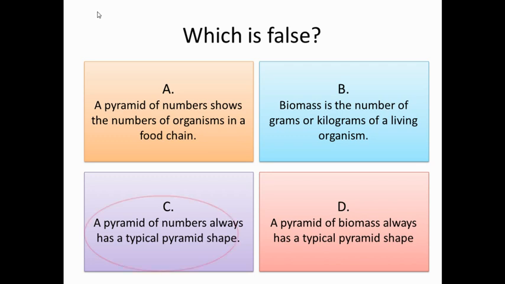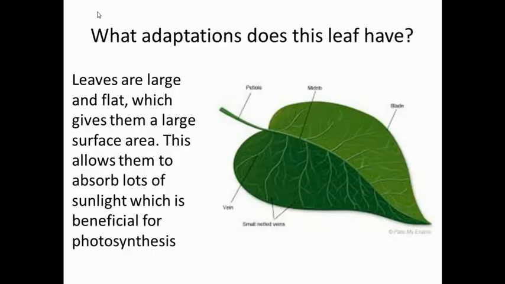Okay, so you should have had C. The pyramid of numbers doesn't always have a typical pyramid shape, okay? Remember, pyramid of numbers is saying the number of organisms at each level. So if there was that one tree at the bottom level, it's not a regular pyramid shape, okay? So that was the first area of weakness I picked up on.